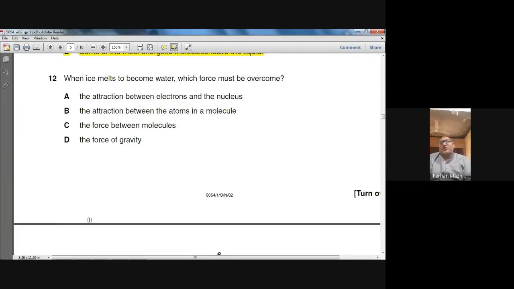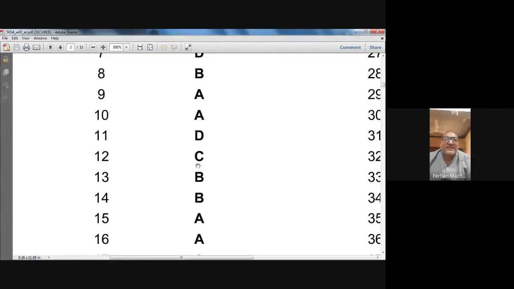When ice melts to become water, which force must be overcome? I think that the intermolecular force has to be overcome. The attraction between the electrons and the nucleus, no. The attraction between the atoms in a molecule, no, that's wrong. That's their chemical bond. We don't have to overcome that. The force between molecules, yes, this we have to overcome. The force of gravity, no. So when the ice is melting, you have to overcome the force between the molecules. So question number 12, C is the choice.